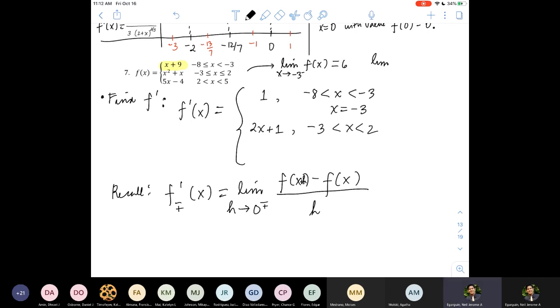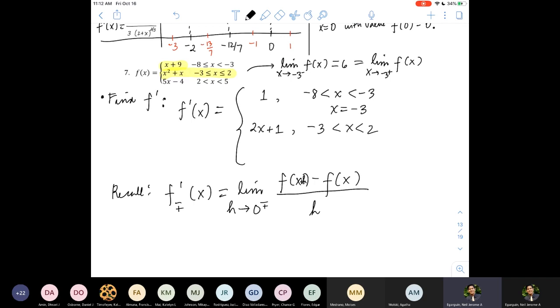Then let's see what's the limit of f(x) as x approaches -3 coming from the right. So coming from the right of -3, we'll go to the second condition. And the limit of x squared plus x as x approaches -3 would be 9 minus 3. Oh, there we go. That's also equal to 6. So here, by this quick check, we see that f is continuous at -3.